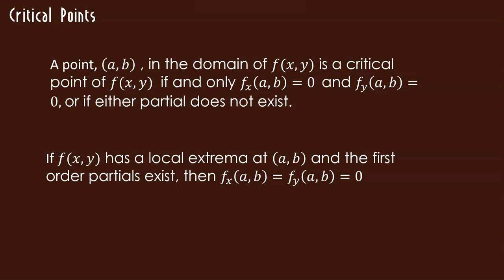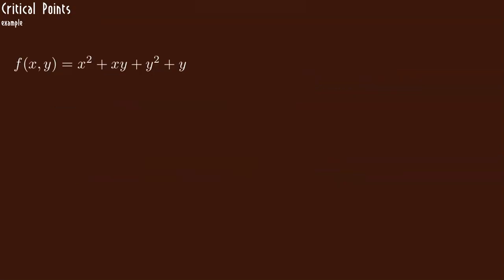So let's try to find some critical points. Suppose we have this function. I take the partial with respect to x. I get 2x plus y. I'm going to set it equal to 0 and solve for y. So I get y equals negative 2x. Take the partial with respect to y. I get x plus 2y plus 1.